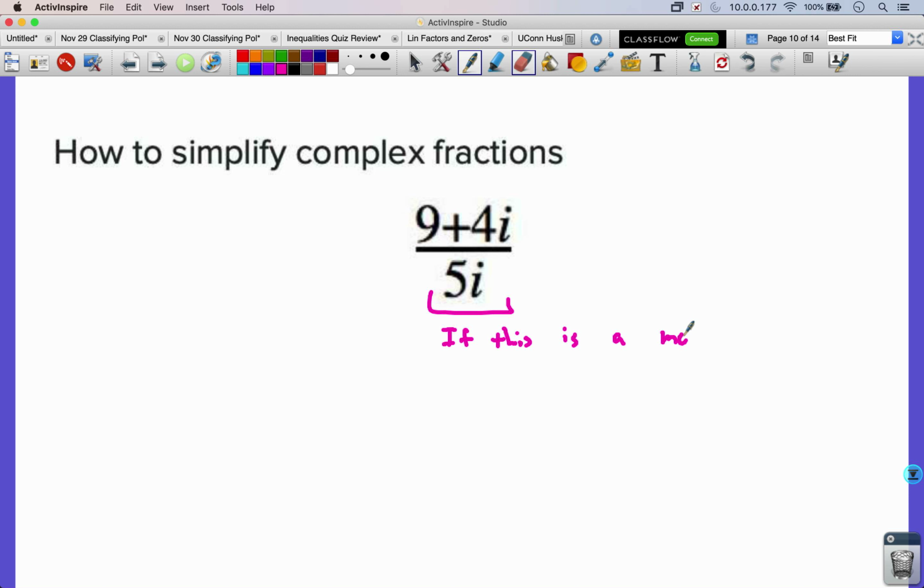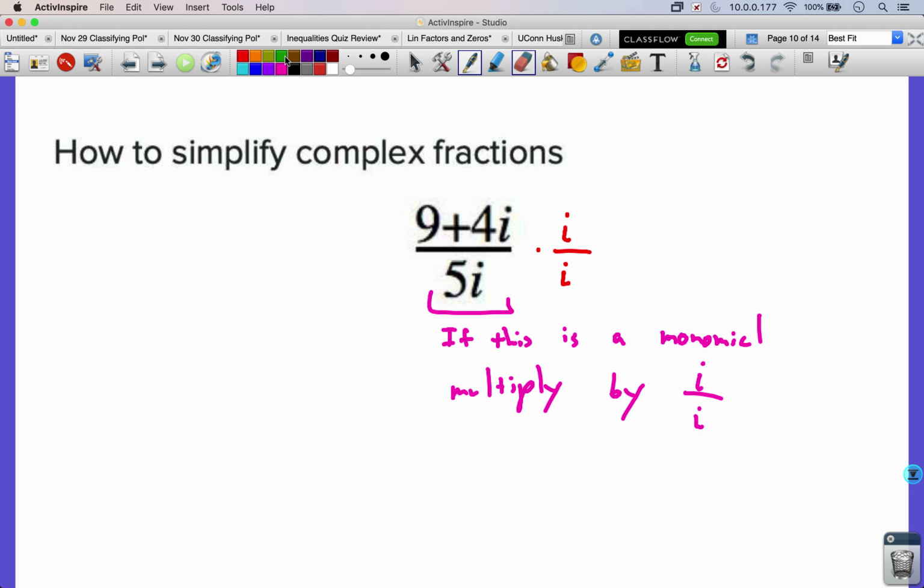If this is a monomial, multiply by i over i. So I'm going to take this, multiply it by i over i. And the reason we don't consider this to be fully simplified until you've got the bottom of the fraction to be a single integer, that's just sort of the rule in math: you want the simplest thing you're dividing by. And if you think about long division, it's much easier if you've got a really simple divisor than a more simplified numerator. So that's why we want to do this.